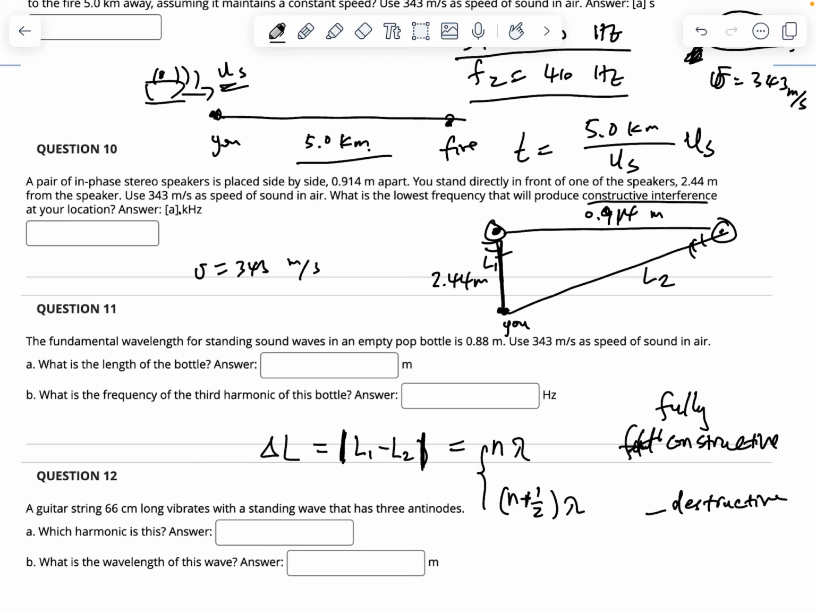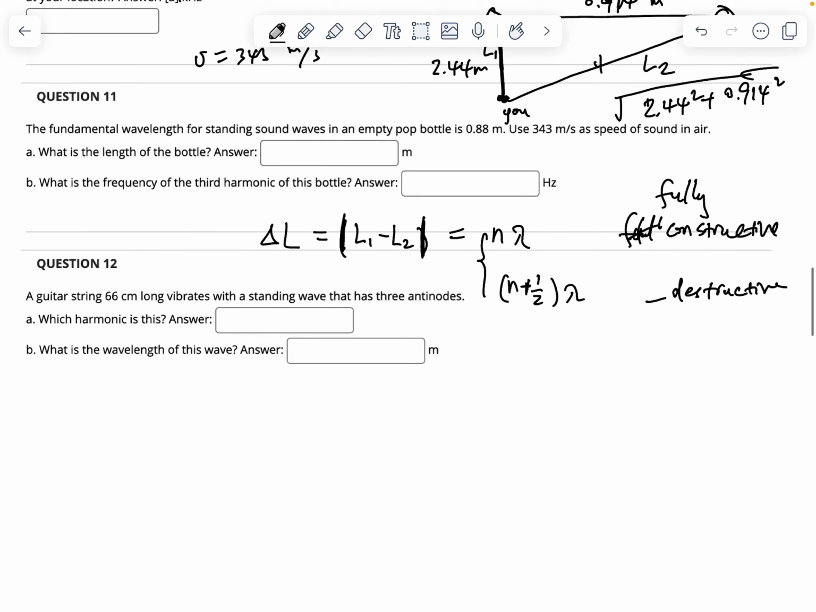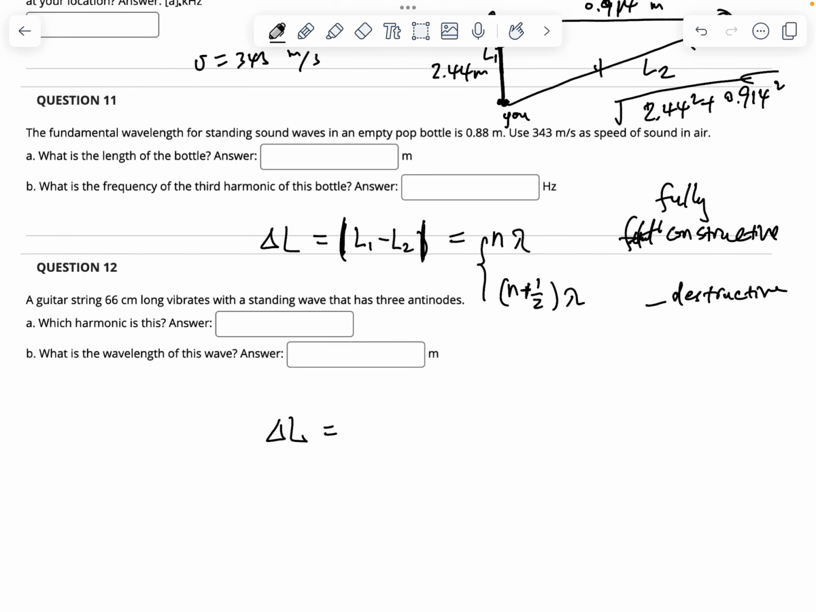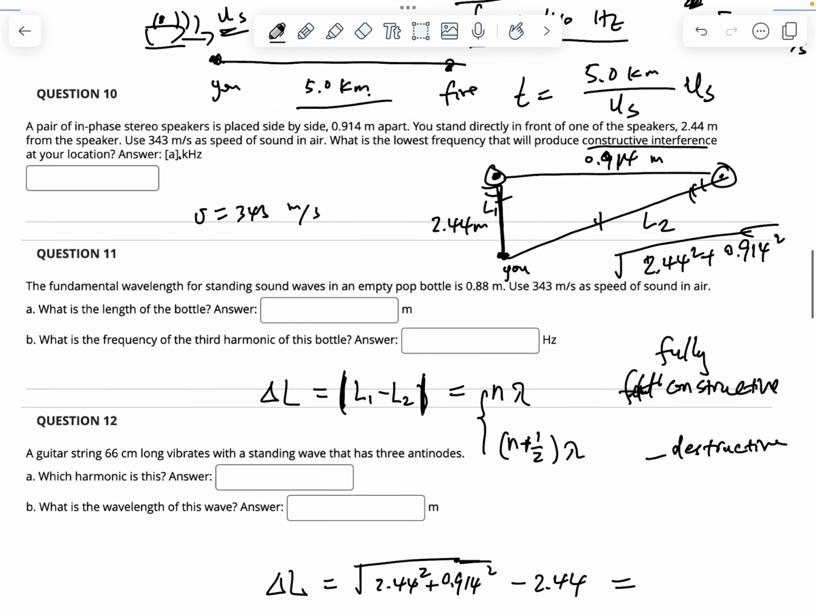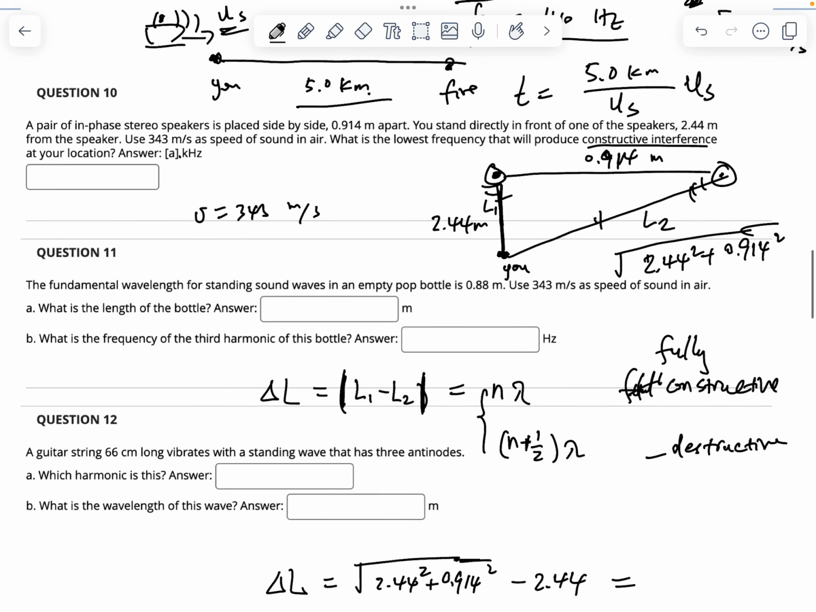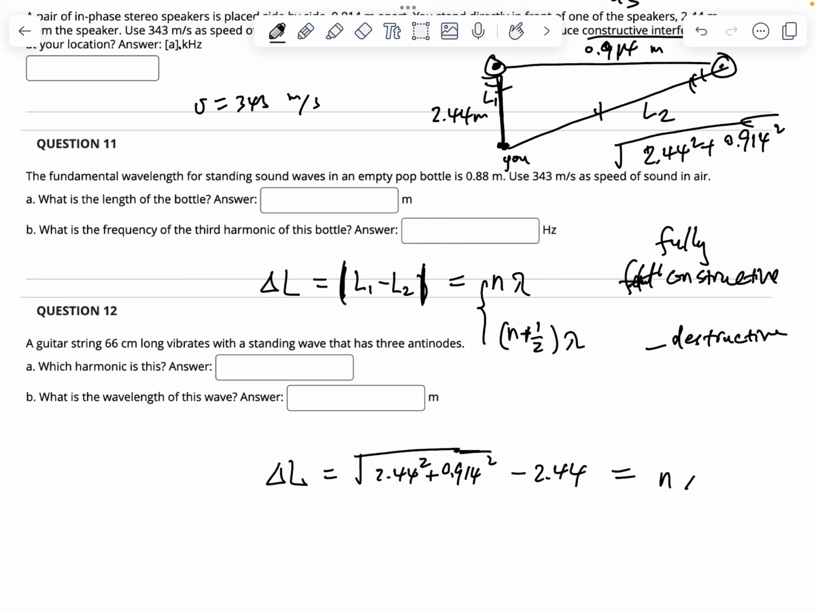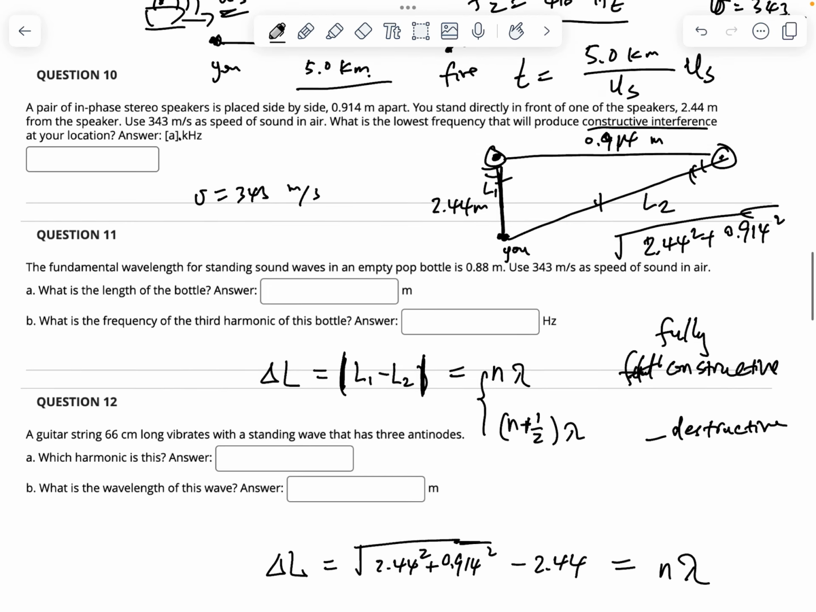So what is L1? L1 is 2.44, right? What is L2? This is L2. L2 will be, you see, Pythagorean. Okay. All right, so because you're looking for the positive value, right? So what we have here is, you see, path length difference equals the square root of 2.44 squared plus 0.914 squared, minus 2.44, equal to constructive, right? N lambda, right?